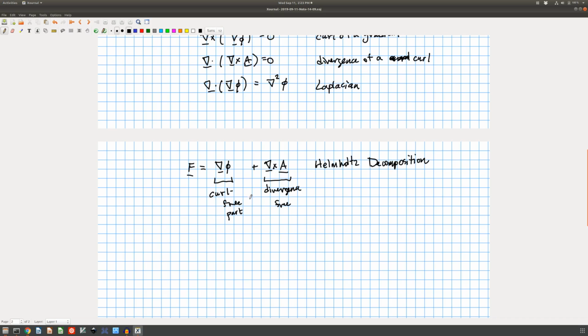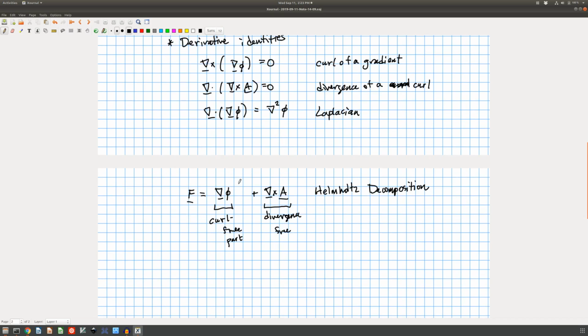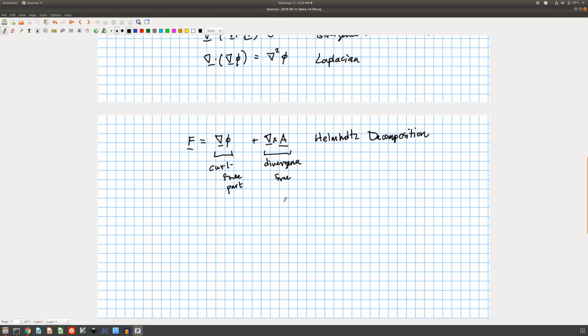So anyway, the basic idea is that I can write down a Helmholtz decomposition, and I have a curl-free and a divergence-free part. If I had something like this, I would end up with what we call an irrotational flow, and I could write something like this if I have what we call an incompressible flow. So that's enough for the derivative identities.